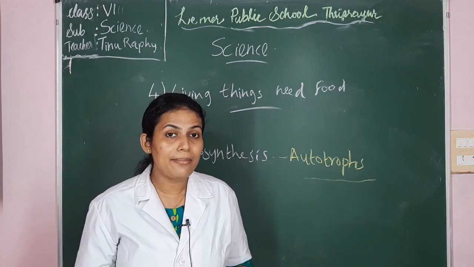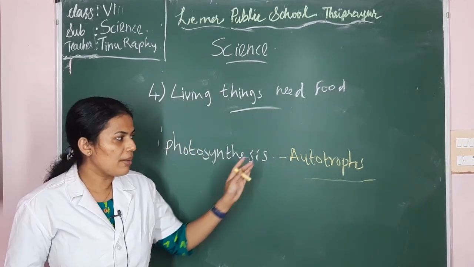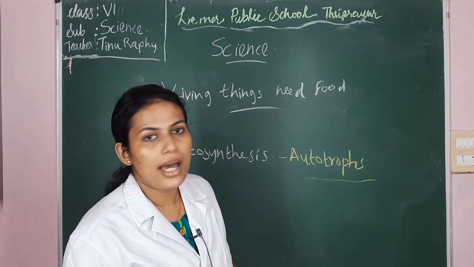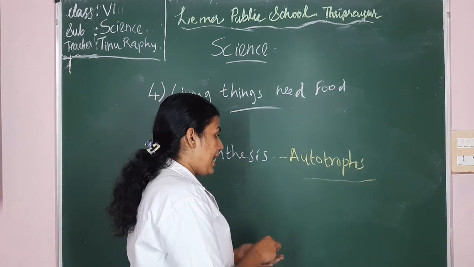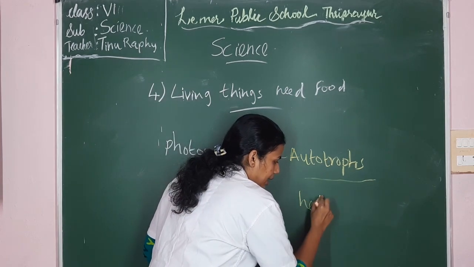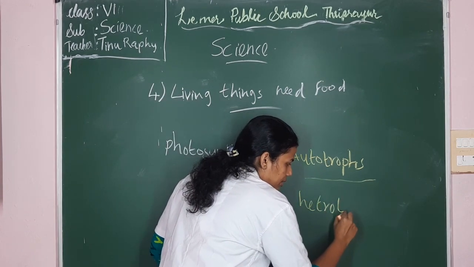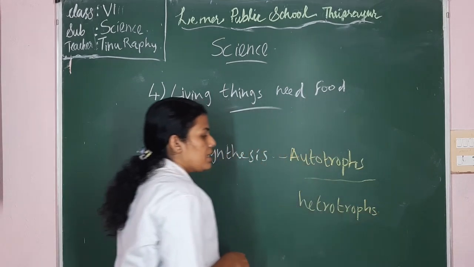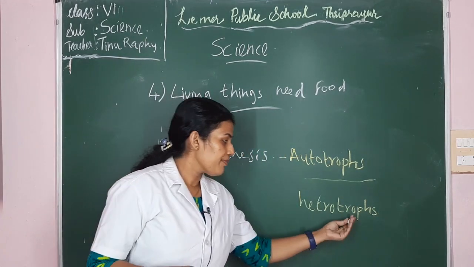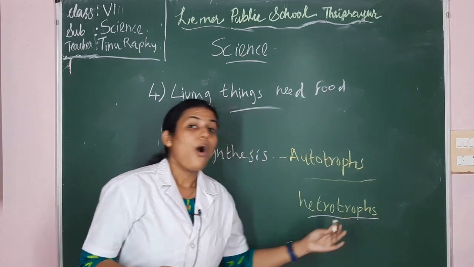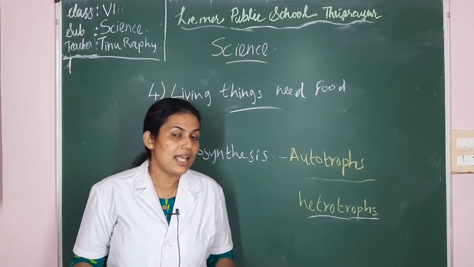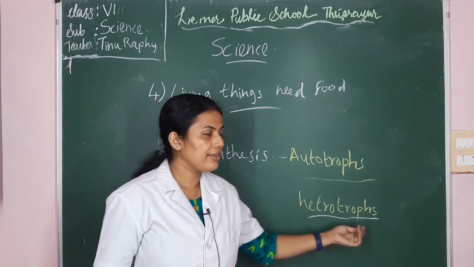Now, from where do other animals get the food? Yes, all the animals get their food from the plants, isn't it? Hence, these animals are called heterotrophs. So, what are heterotrophs? Yes, all animals get their food from the plants and other animals. Hence, they are called heterotrophs.